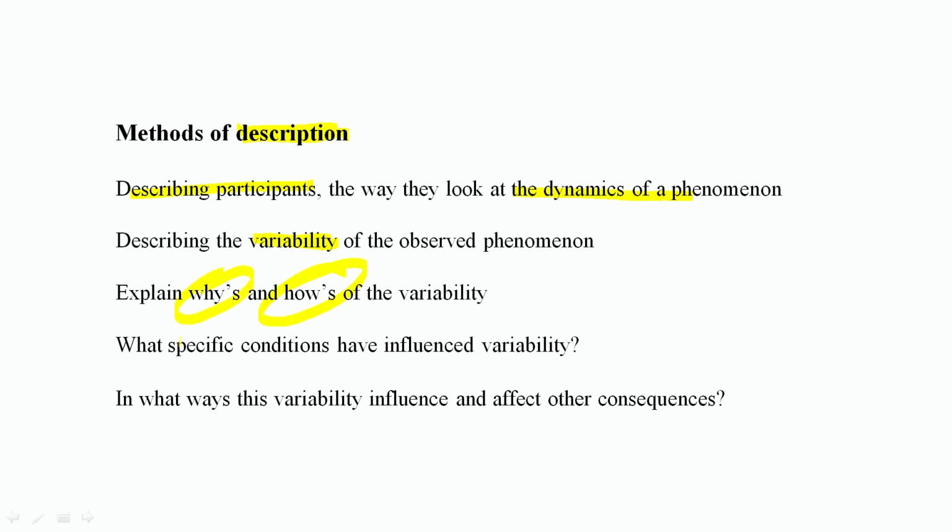Then, what conditions influence the variability? That comes into your mind naturally. So these influential factors and the consequences will now give you enough scope for understanding the causal relationship. Let us take an example.